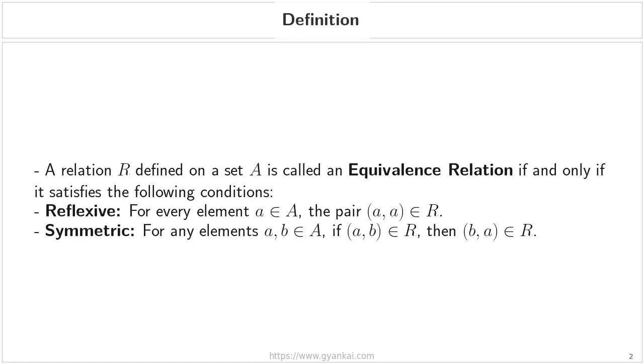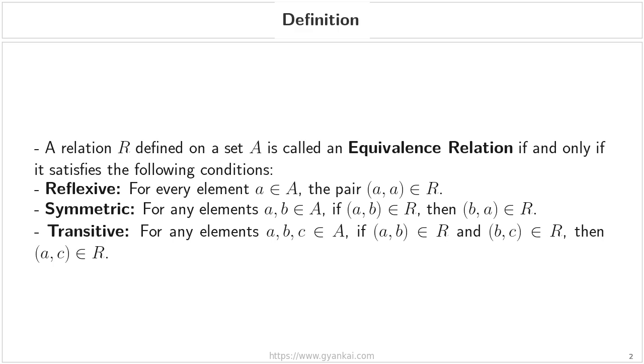Second, the relation must be symmetric. This means that for any two elements a and b in set A, if the pair (a, b) is in the relation R, then the reverse pair (b, a) must also be in the relation R. Third, the relation must be transitive. For any three elements a, b, and c in set A, if the pair (a, b) is in the relation R, and the pair (b, c) is also in the relation R, then the pair (a, c) must necessarily be in the relation R as well.